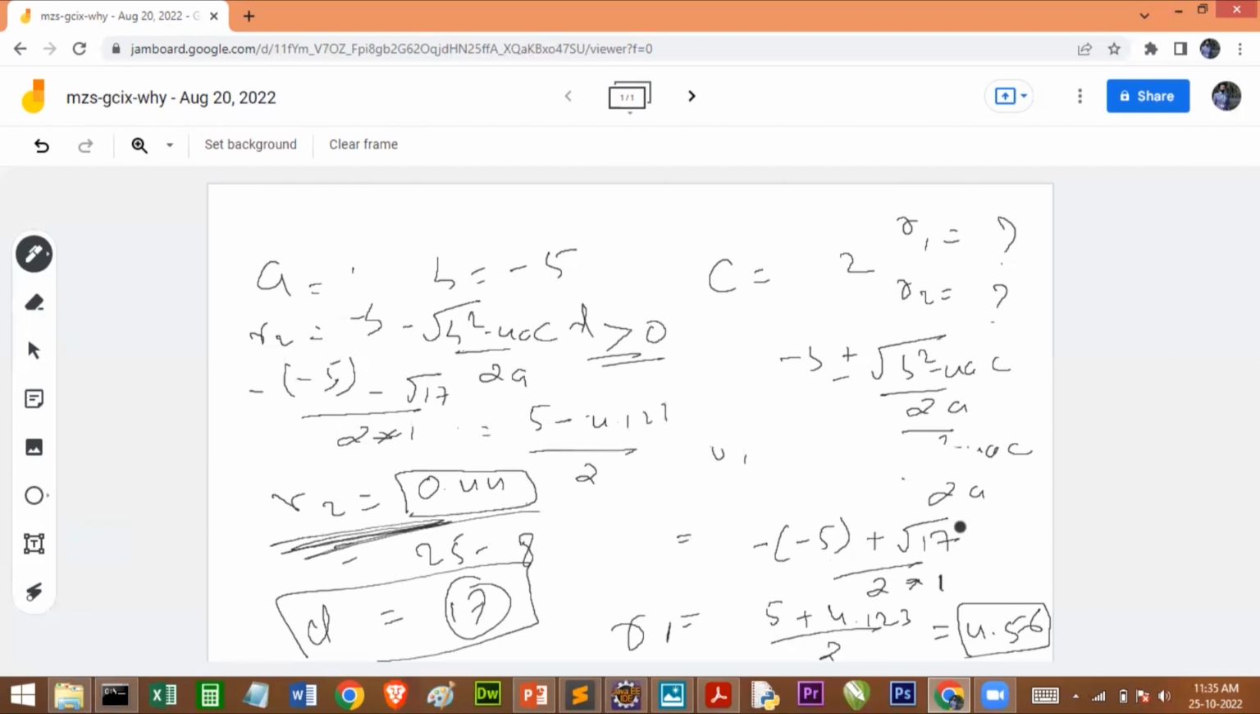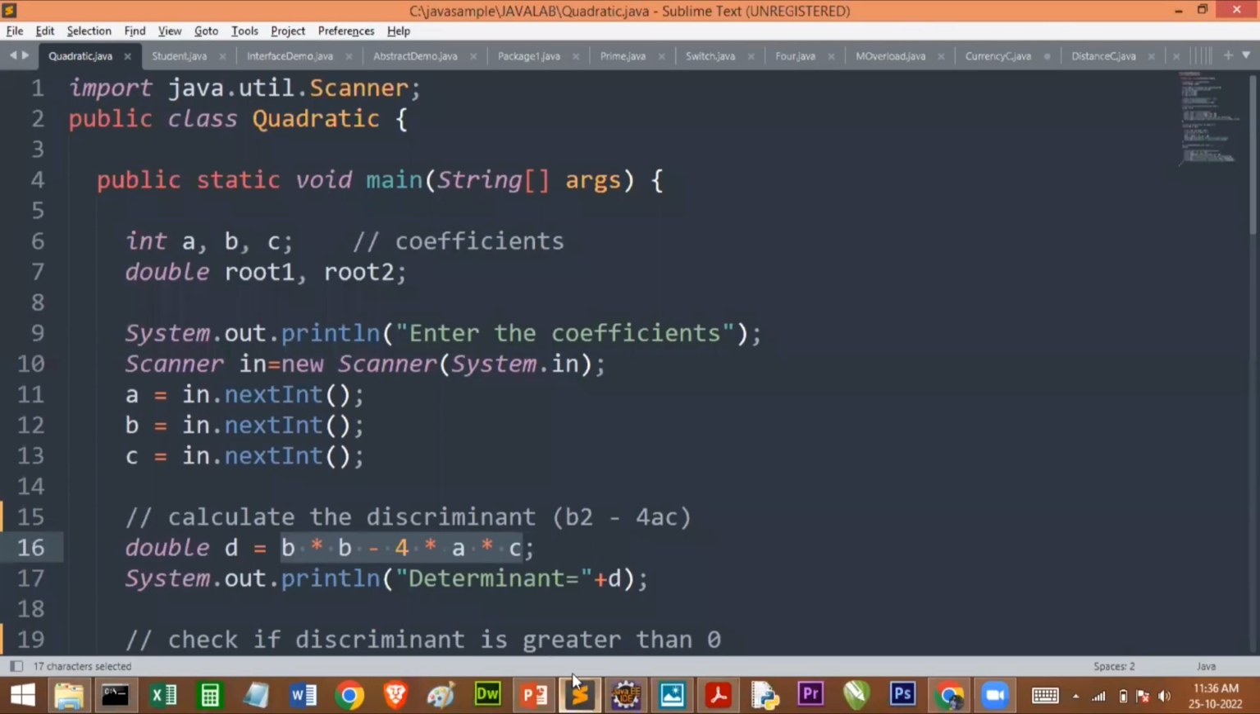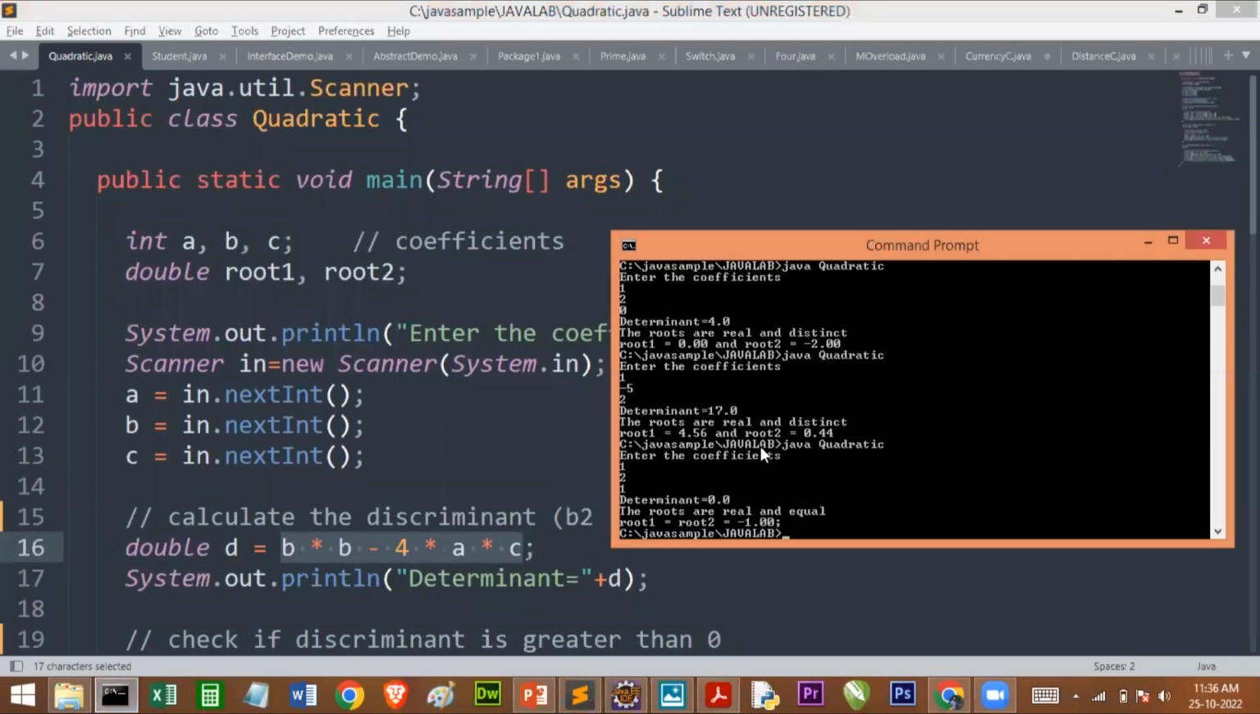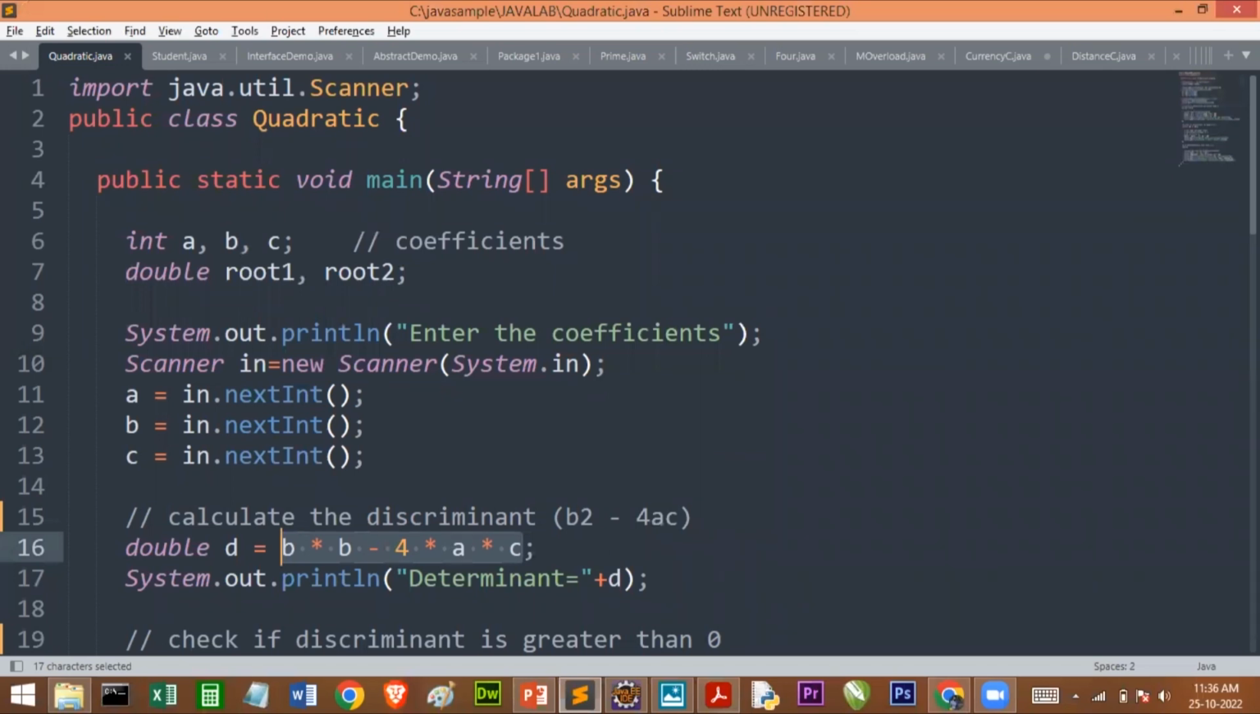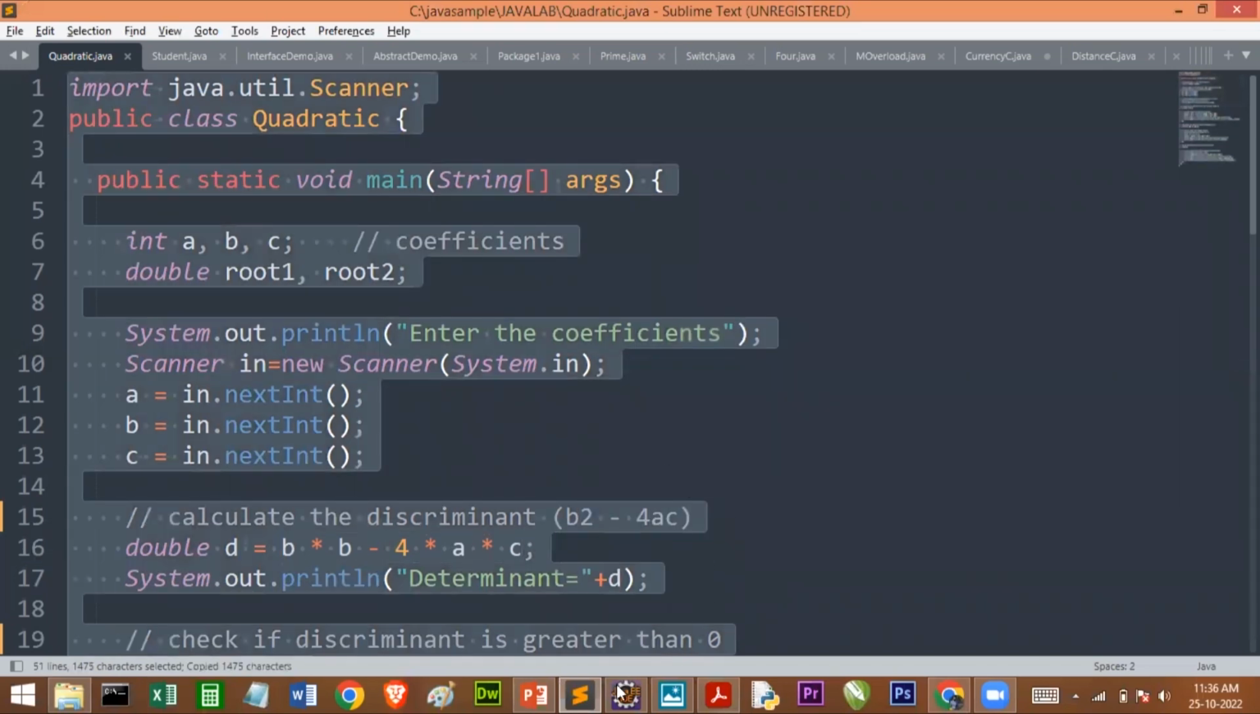So we got R1 value is 4.56 and the R2 value is 0.44. Okay. So let us check our output. So here the output, see here, I give 1, -5, 2, and we got root 1, 4.56 and root 2 is equal to 0.44. Okay. So students, hope you understood this program. So let me execute this in Eclipse.